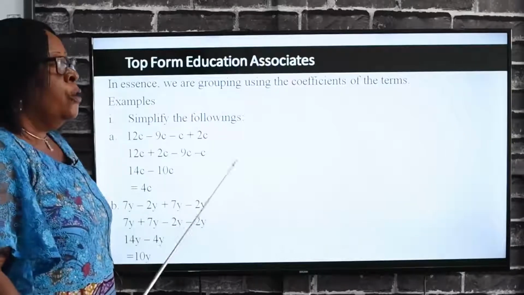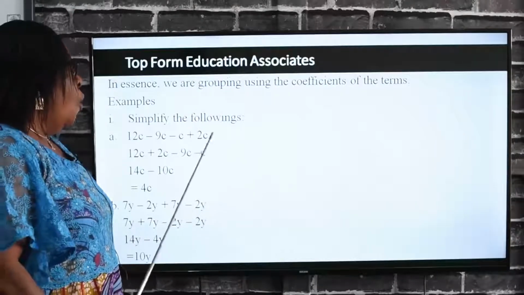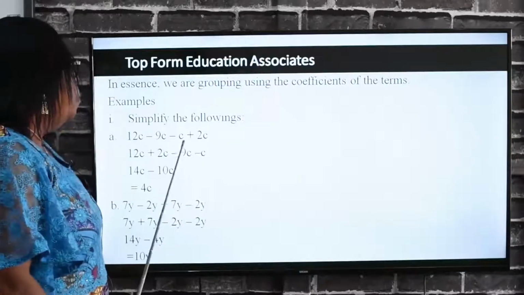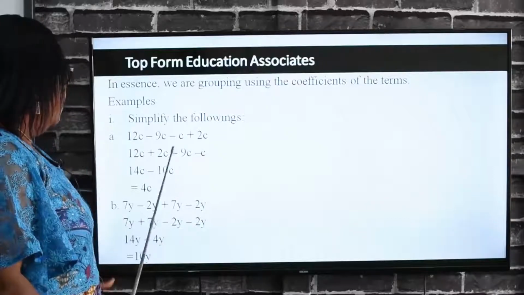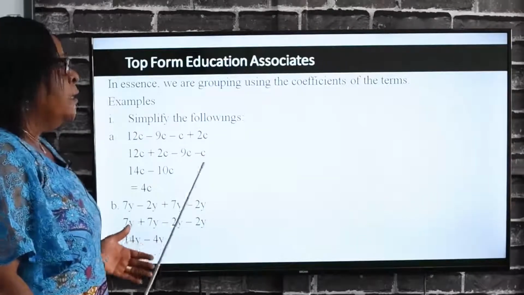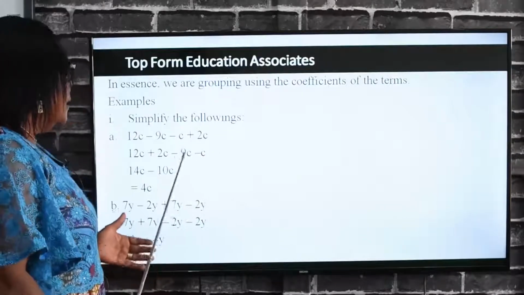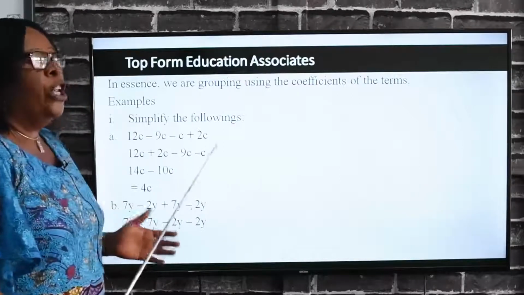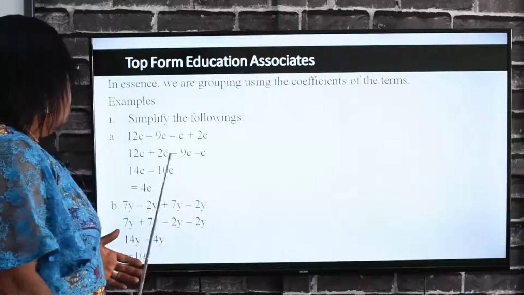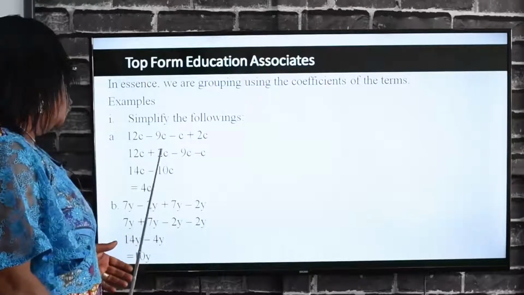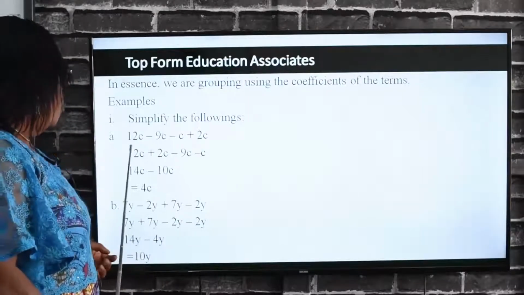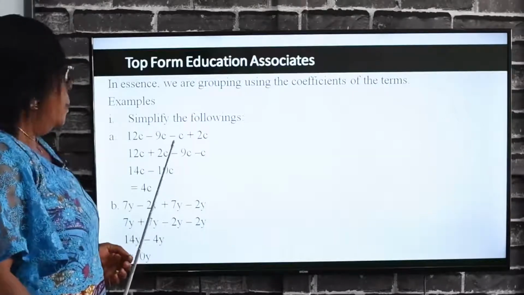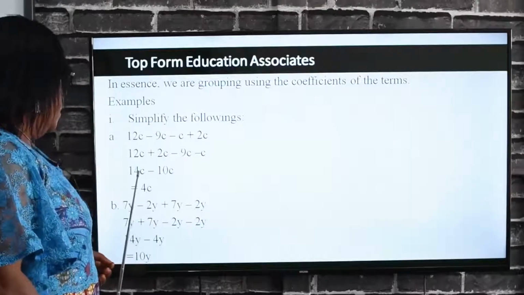Recall that the coefficient of c is 1. And in this grouping and simplifying the algebraic terms that are in the same terms, we are actually working on the coefficients. So 12c plus 2c is add 12 to 2, but your term remains c. That will give us 14c.